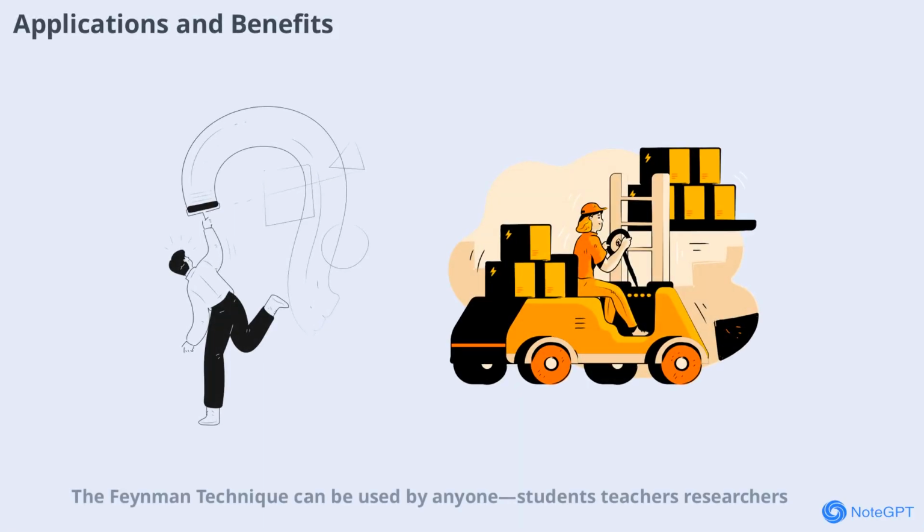The Feynman technique can be used by anyone: students, teachers, researchers, and professionals. School students can use it to prepare for exams, university students to master complex theories, and teachers to check student understanding. Researchers use it to clarify their ideas for presentations and papers. In the workplace, it helps professionals learn new technologies or procedures. The technique promotes deep understanding, identifies knowledge gaps, improves memory, and develops communication skills. Its flexibility makes it valuable for any subject or field.